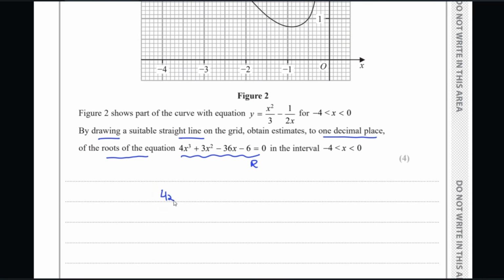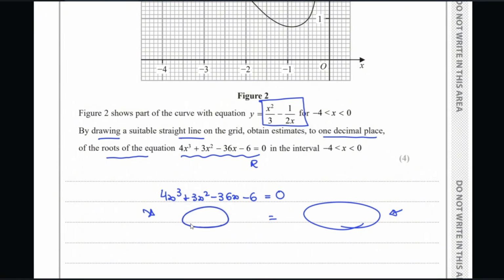The equation is 4x cubed plus 3x squared minus 36x minus 6 equals 0. And what do I need to do to this equation? On one side of the equation, I need to have an expression that looks exactly like this. And on the other side of the equation, I need a linear equation, a straight line equation. So that'll be a case where we would be finding the intersection points of this linear equation and the curve equation that we have. So we need to do that.